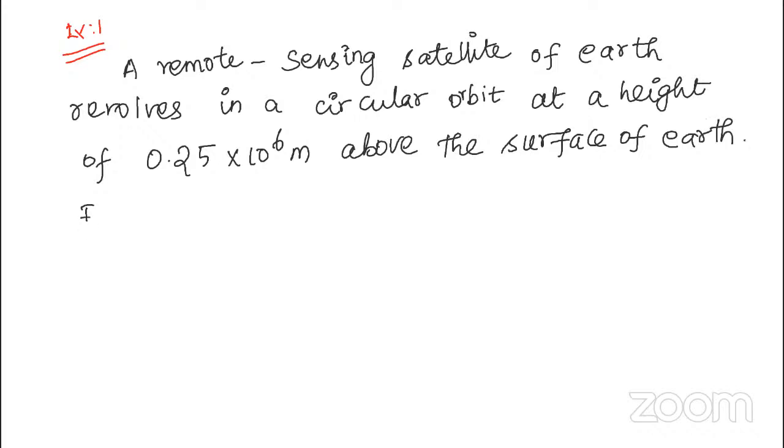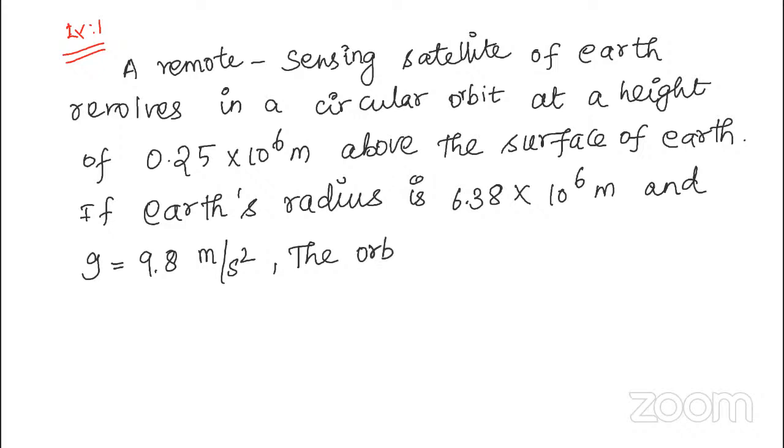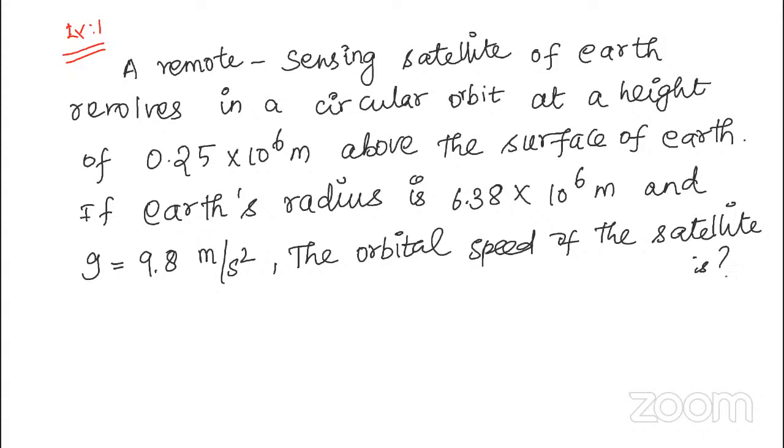If earth's radius is 6.38 into 10 power 6 meter and G, a constant value, is 9.8 meter by second square, then they are asking the orbital speed of the satellite. Okay, so this is the question.